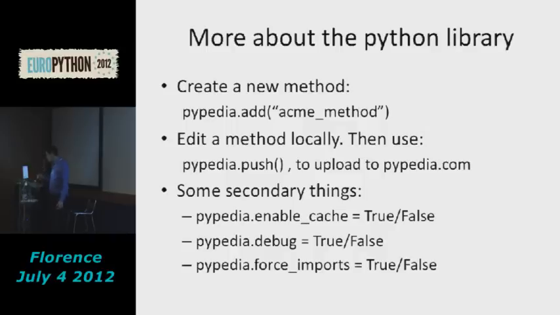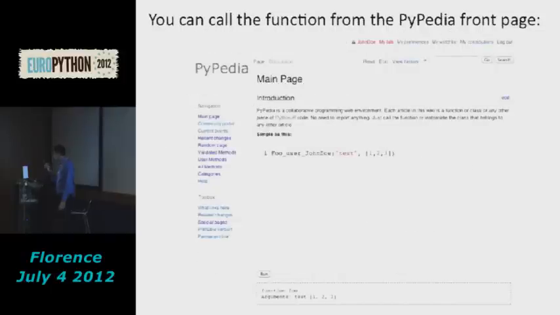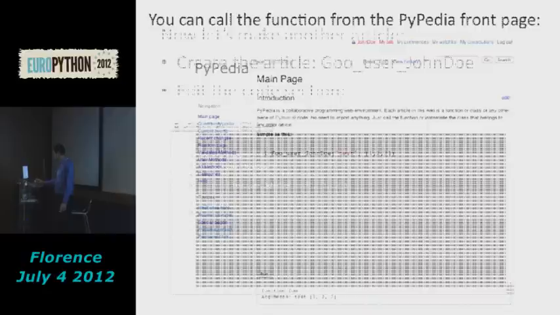Yeah, there are some other things in this library. You can create a method. So if you write pypedia.add and your favorite method, your favorite function, then it creates an article. You can edit it online, and then you can push the results in a git-like fashion. But another thing, as I said before, is that you can execute this on the front page. It has a terminal kind of appearance.